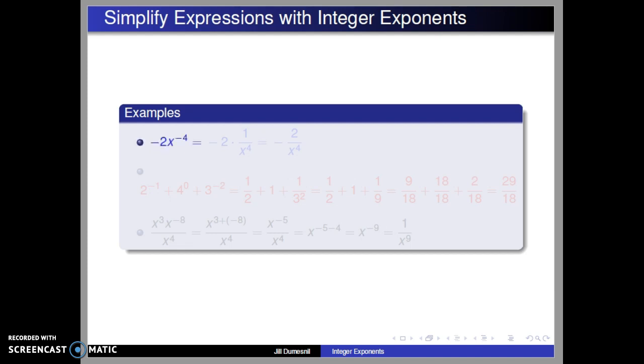Let's consider -2 times x to the -4. The -4 power means reciprocate, but notice that the power only applies to the x and not to the coefficient. So we get -2 times 1 over x to the 4th, which equals -2 over x to the 4th. Recall that a negative fraction can be written with the minus sign in front of the fraction, or in the numerator, or in the denominator.